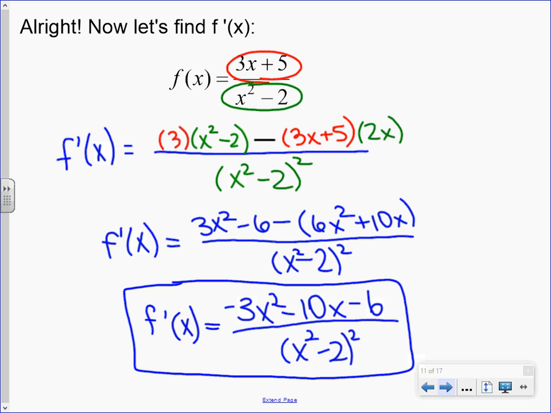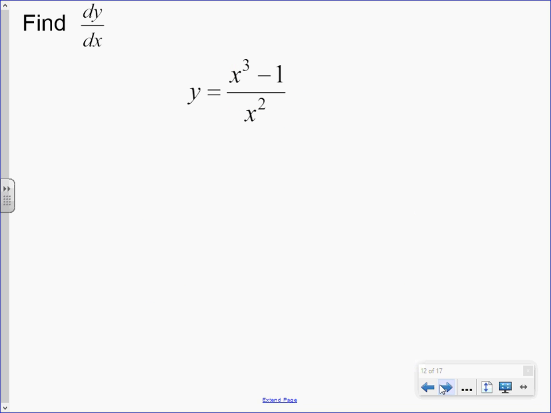Yes? So we don't have to expand the denominator? No, it's actually helpful to keep it like that because we'll eventually talk about vertical tangent lines, and that's going to be helpful there. Okay. This will probably be our last example.